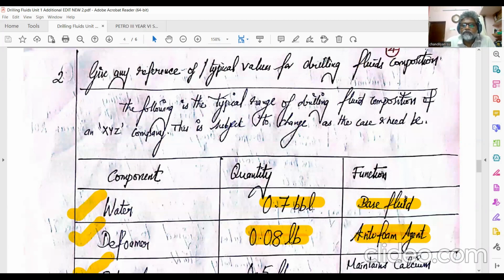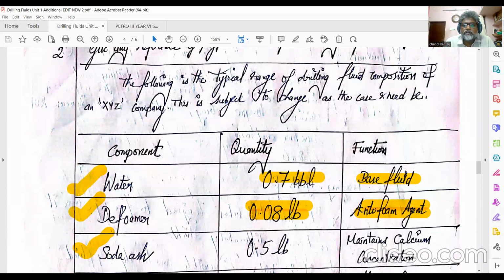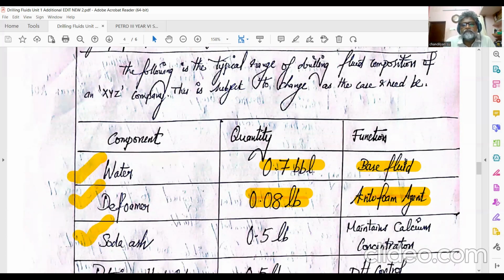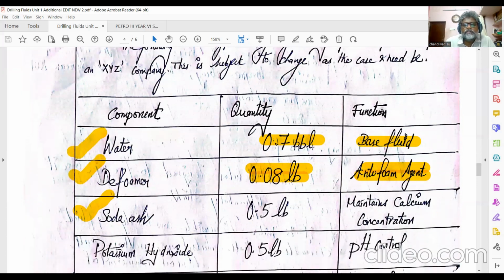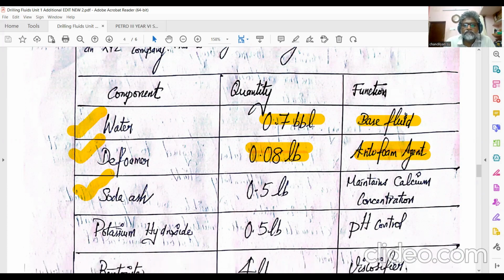This is what I've copied down. I've already posted it in the PPT. So water is the base fluid. How much did you have? 0.7 barrel. If you look at the rest of the chemicals, you can see soda ash for maintaining calcium concentration, 0.5 pound, for a barrel. This is on the basis of 1 barrel. Of 1 barrel, 0.7 is water. Only 0.3 is the rest of the chemicals.